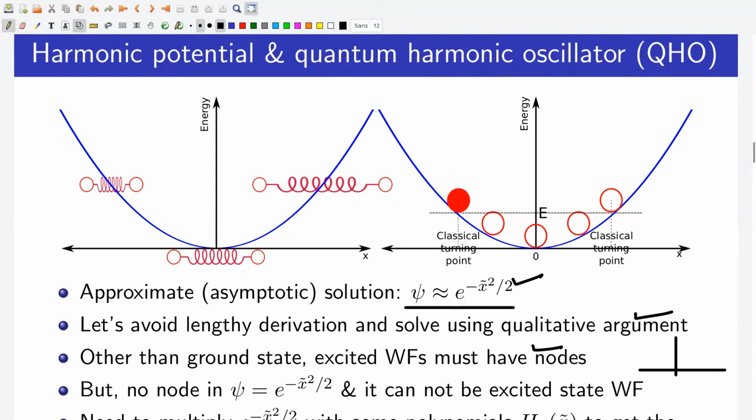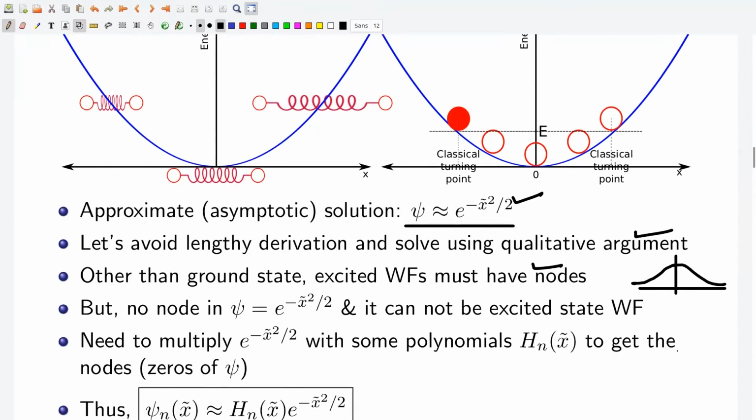So the solution looks like this, correct? It does not cross the zero line at any point. So that means this wave function does not have any node. So this can be a ground state wave function, but this cannot be an excited state wave function.